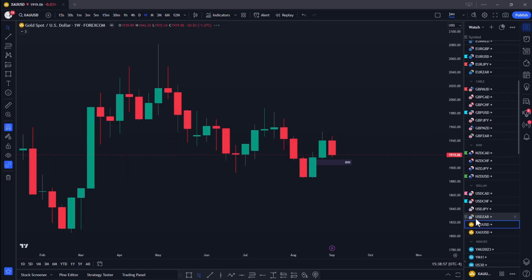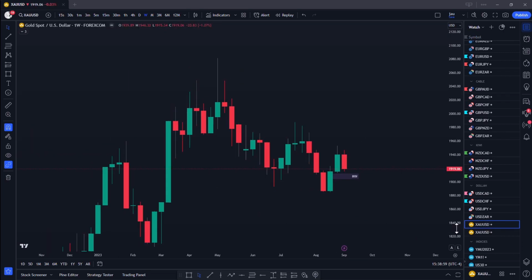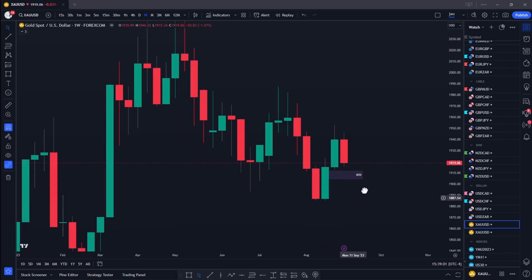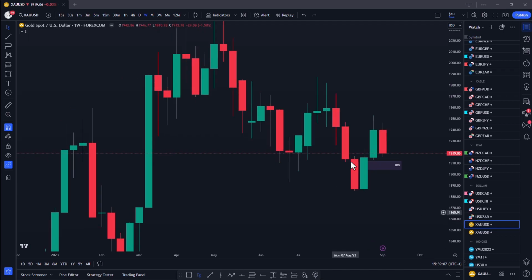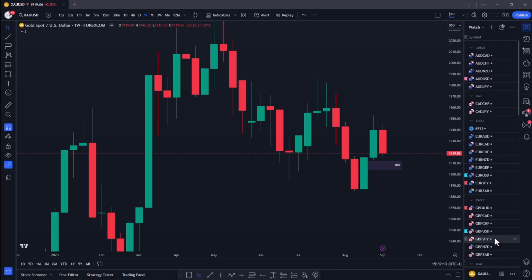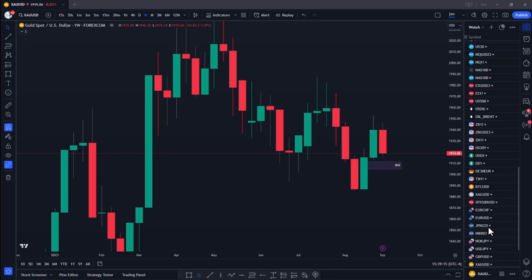Another one that is heavily manipulated is gold. You can see it's doing similar stuff as the indices: bearish, bearish, bearish, bullish, bullish, bearish. So I don't favor trading gold. I don't favor trading the indices right now because of the crack in the correlation.